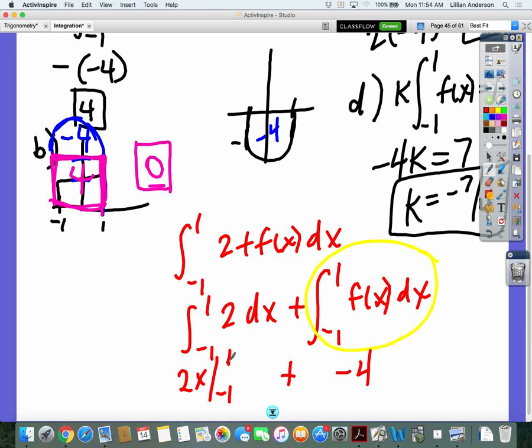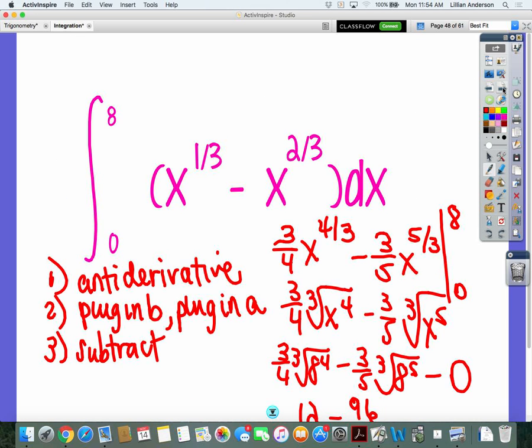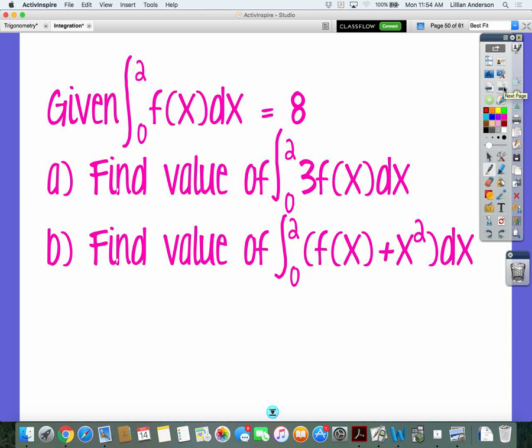from negative 1 to 1. Now realize that you always plug in the top bound, which is 1, and subtract the bottom bound. So when you plug in 1, you get 2, minus a negative 2. 2 minus a negative 2 is a positive 4. So when you add that to a negative 4, you get 0. That's why it needs to be 0.